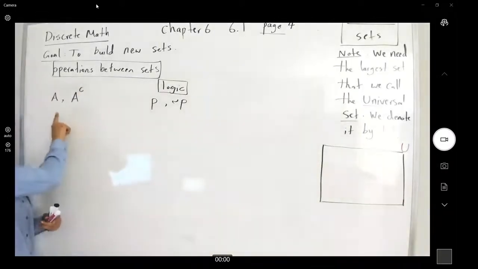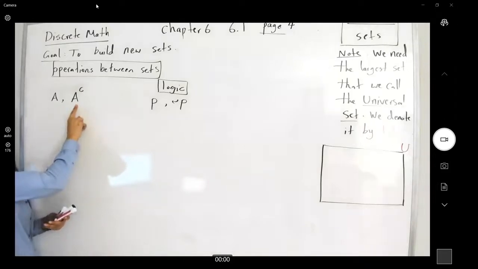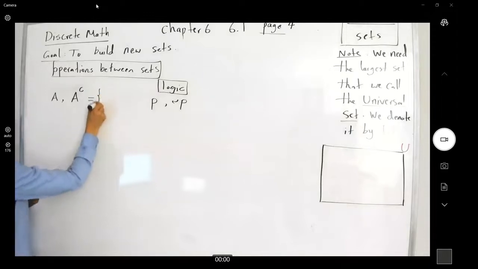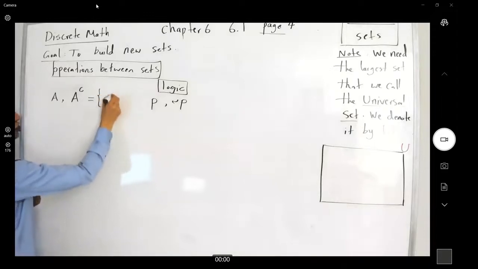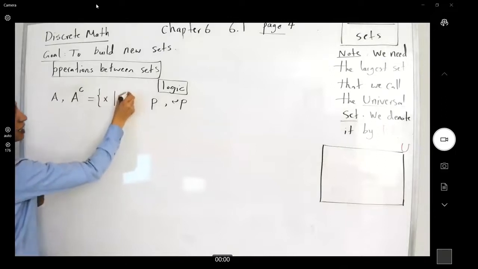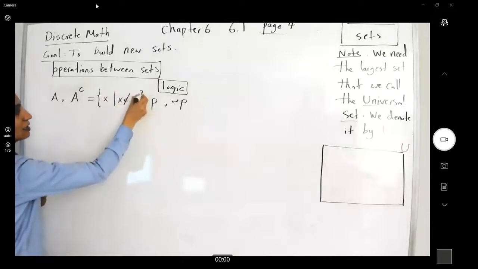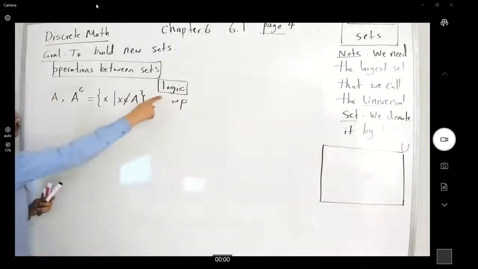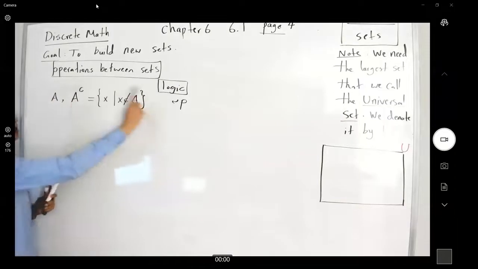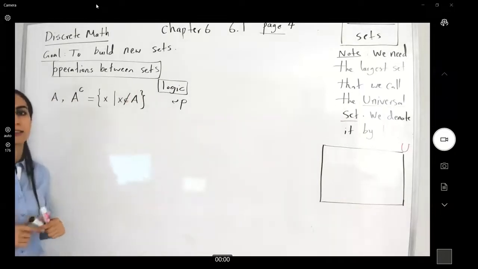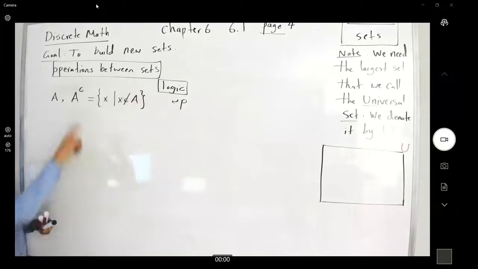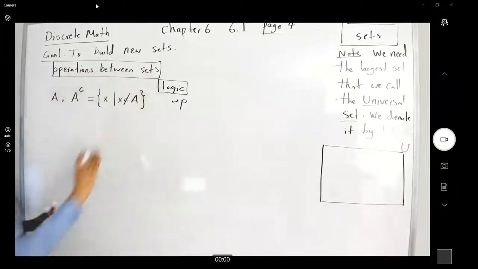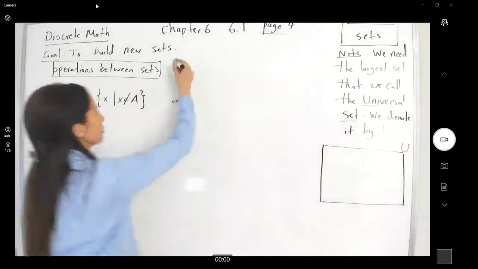We have set A. We define the complement of set A to be the set of all elements such that that element is not in set A. Logically, a complement is equivalent to not P. So set language, operations between sets, and the logic equivalence.